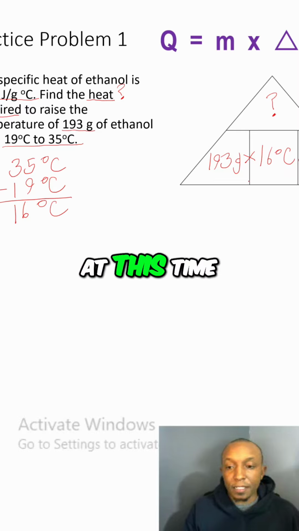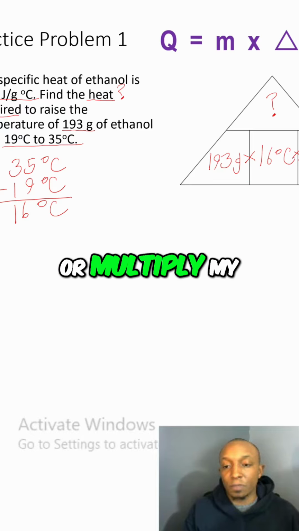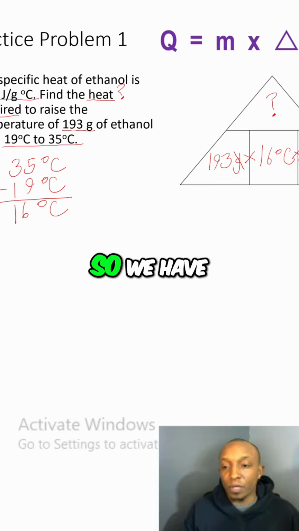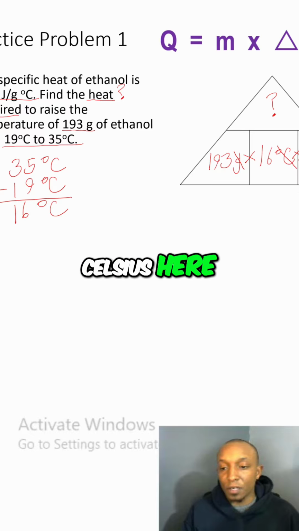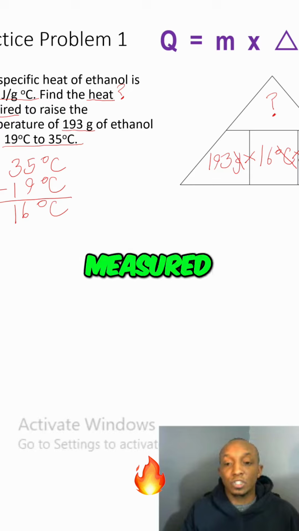So now at this time, before I go ahead and multiply my numbers, I'm going to go ahead and cross out the like units. So we have grams here, we have grams here, we have degrees Celsius here, and we have degrees Celsius here. So we're left with J or joules, which makes sense because heat energy is measured in joules.